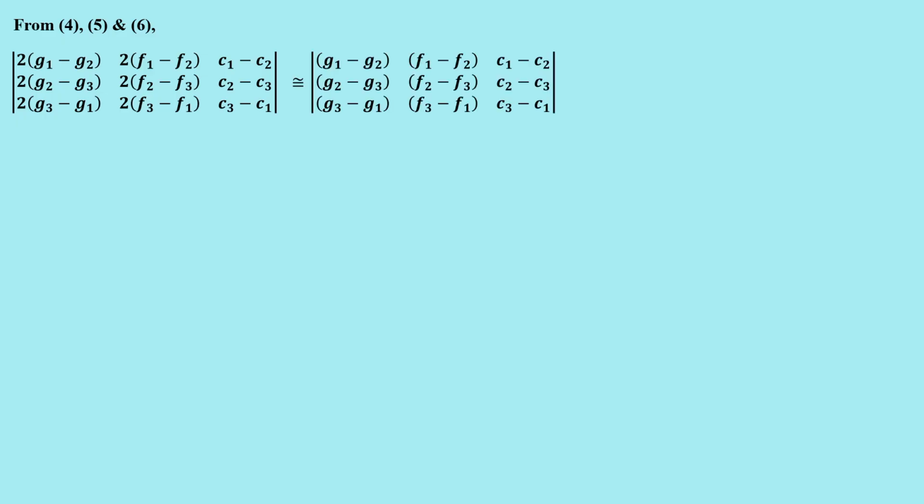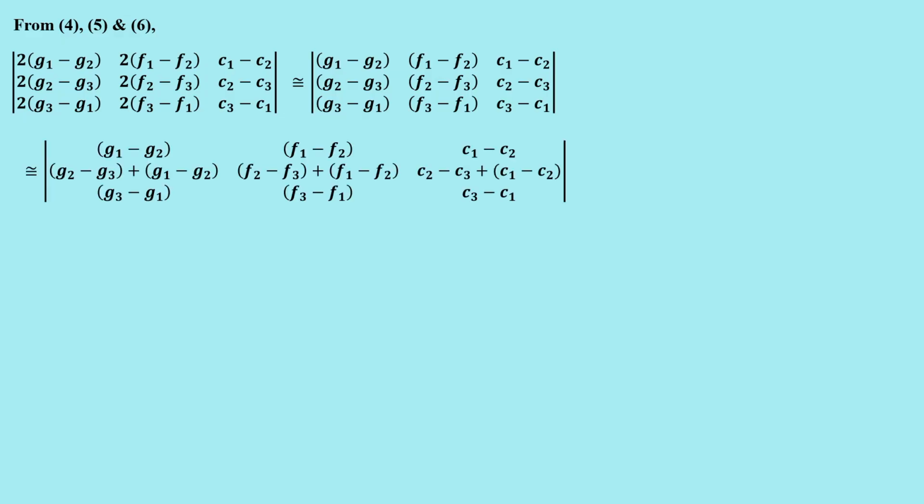So you can cancel 2: in the first row, first column and second column, you have 2 common, right? You can remove that 2 using the property of determinants. So this determinant can be written as g1 minus g2, f1 minus f2, c1 minus c2; g2 minus g3, f2 minus f3, c2 minus c3; g3 minus g1, f3 minus f1, c3 minus c1.